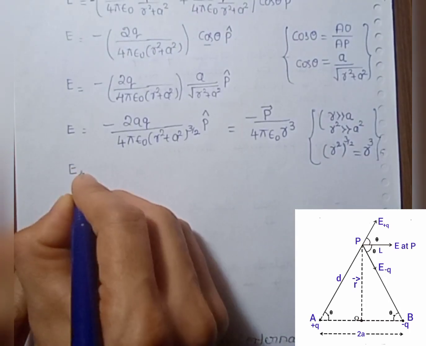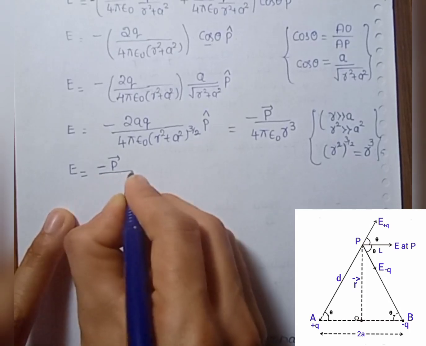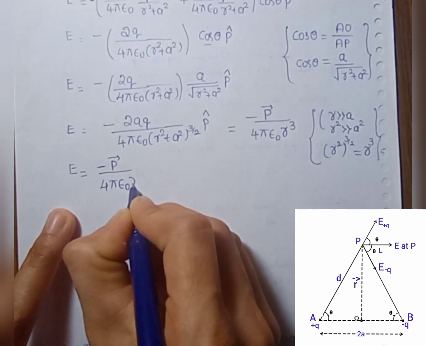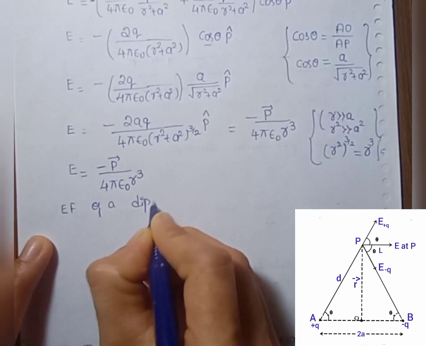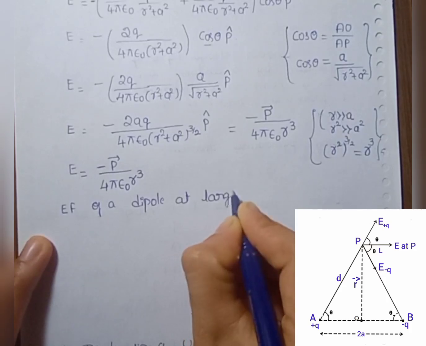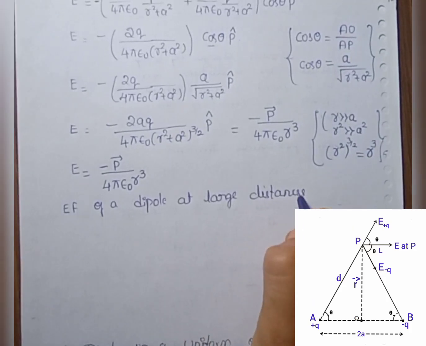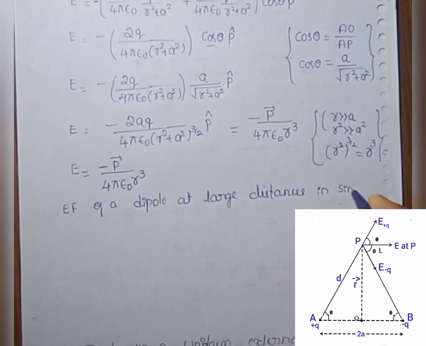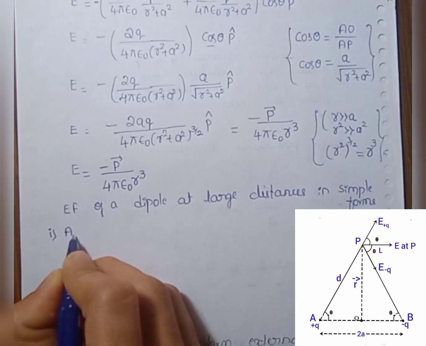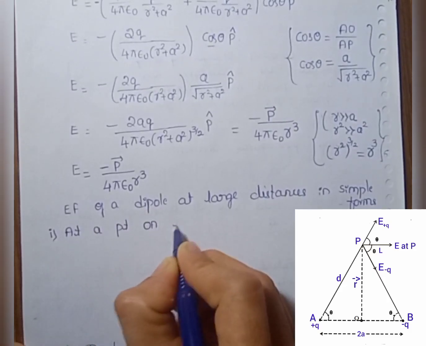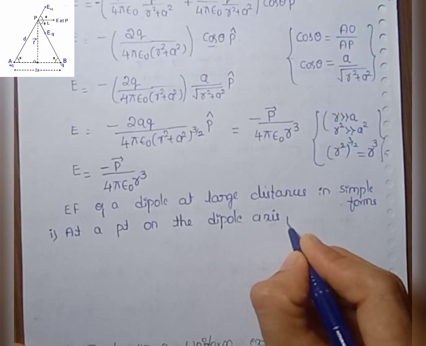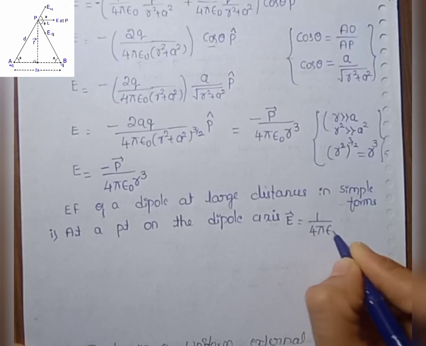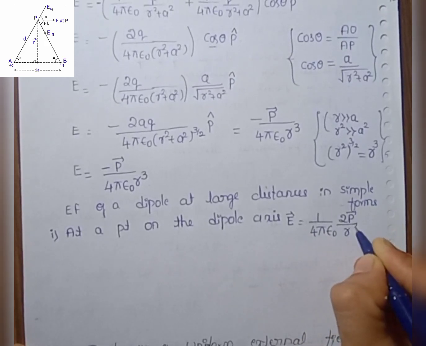Therefore electric field E is equal to minus P, that one is electric dipole, divided by 4 pi epsilon naught R cube. Here the electric field of a dipole at large distances in simpler forms can be written as, in the first case, at a point on the dipole axis, E can be written as 1 by 4 pi epsilon naught 2P divided by r cube.